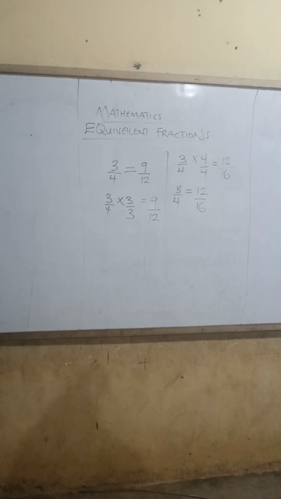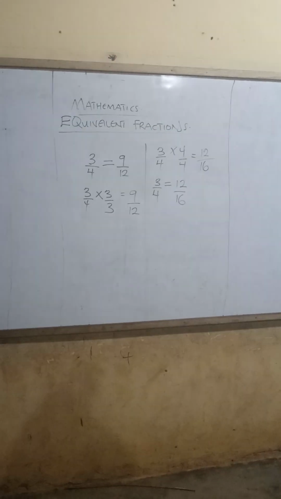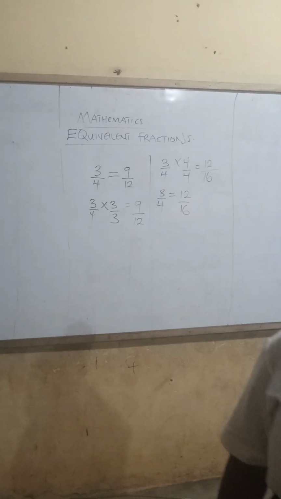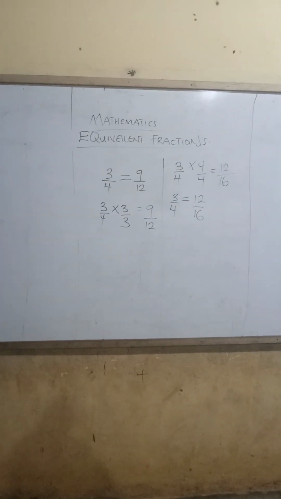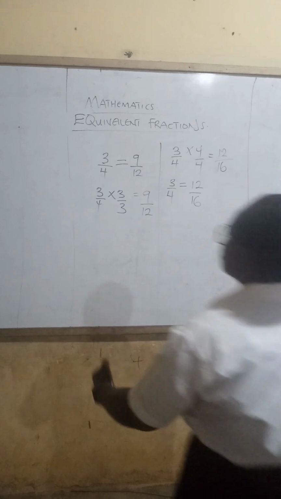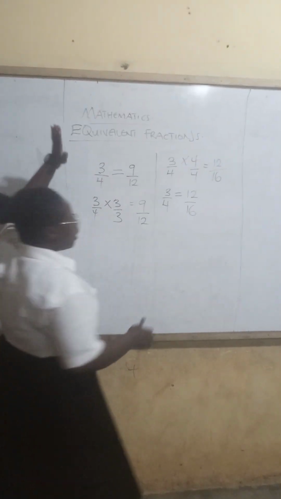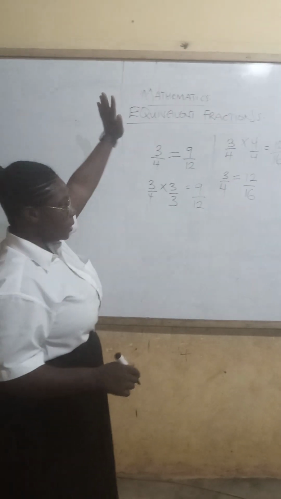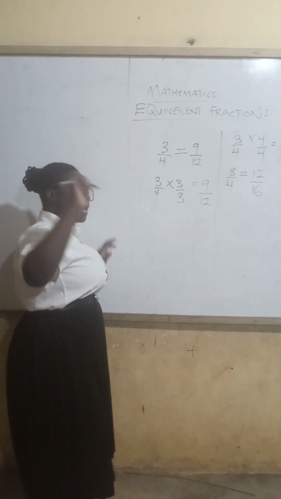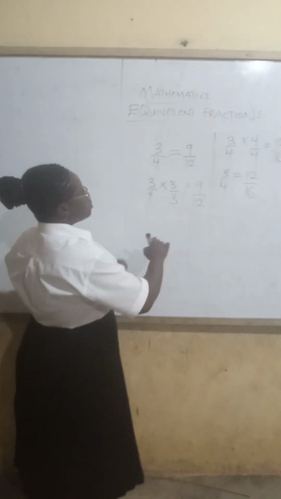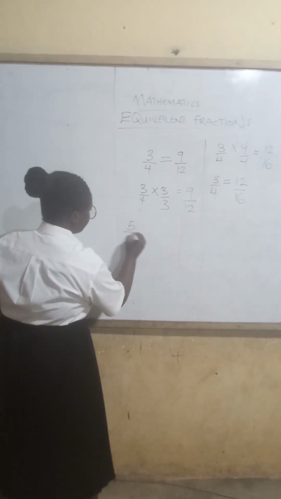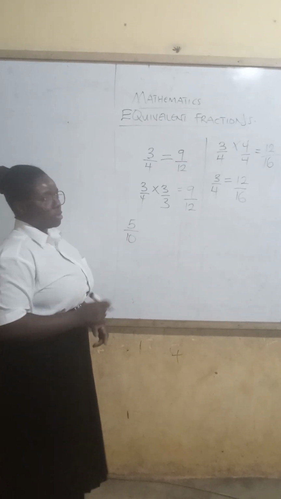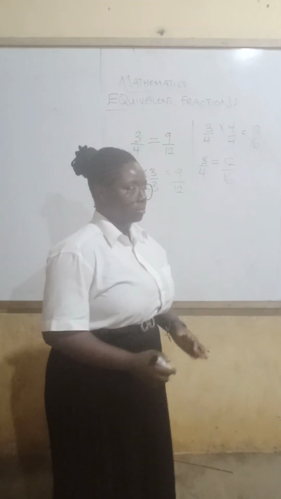Let's focus. To make a complete set of equivalent fractions, multiply the top and the bottom of the fraction by 2, 3, 4, and so on. So for any fraction that you are to find the equivalent fraction of, let's say 5 out of 10, you can think of a number.